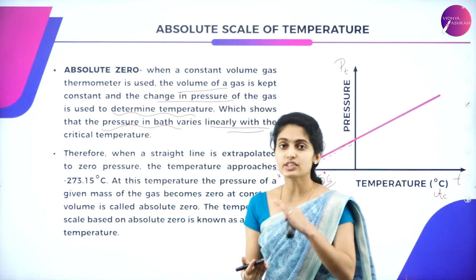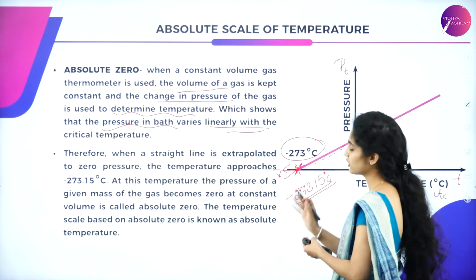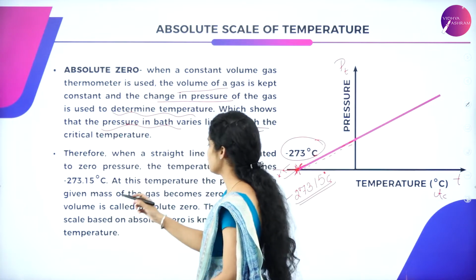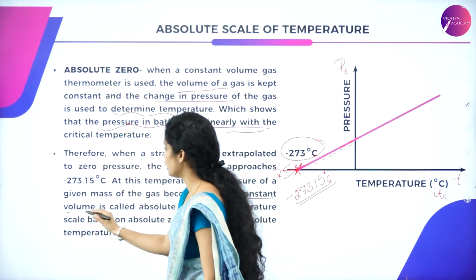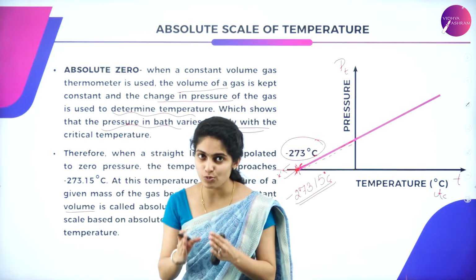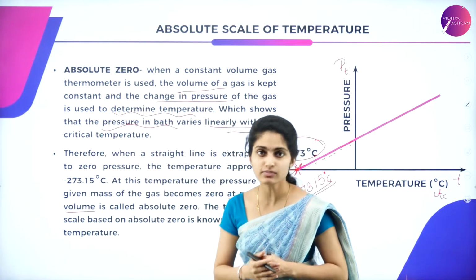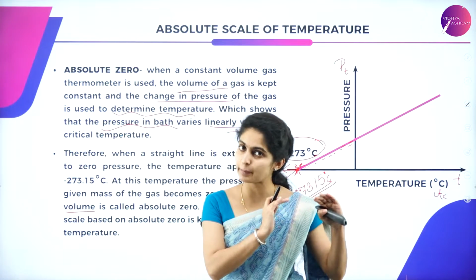So considering this value, when extrapolated, whatever value you have got is minus 273.15. Considering that, you can say that at constant volume, the pressure of the gas you have taken becomes 0. So it is like, at constant volume, the volume is kept constant.